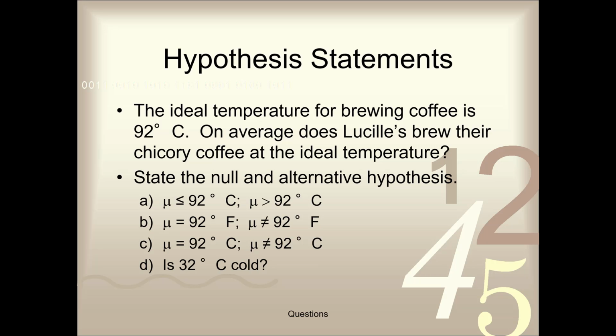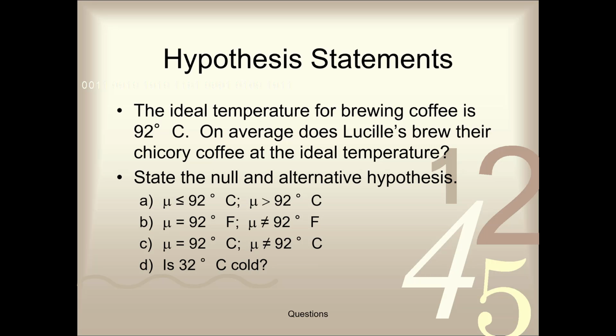Okay, let's look at another example. The ideal temperature for brewing coffee is 92 degrees Celsius. On average, notice the term average, so this is a mean problem. Does Lucille's brew their chicory coffee at the ideal temperature? State the null and alternate hypotheses.